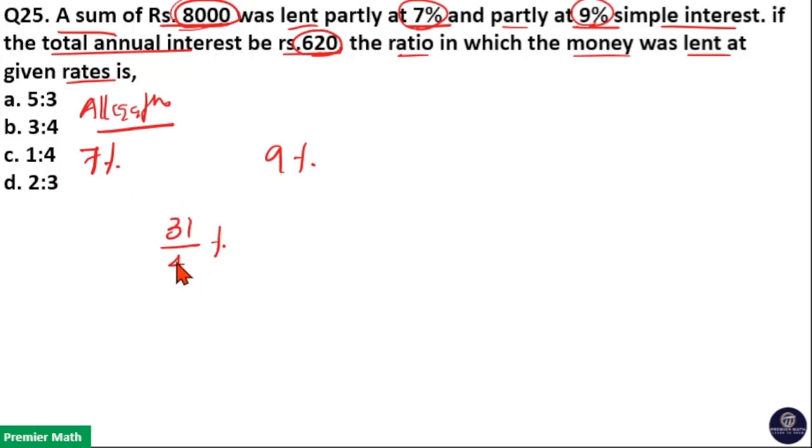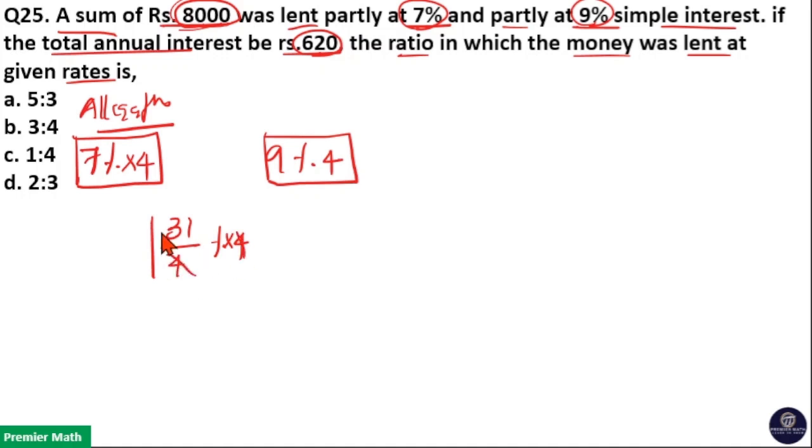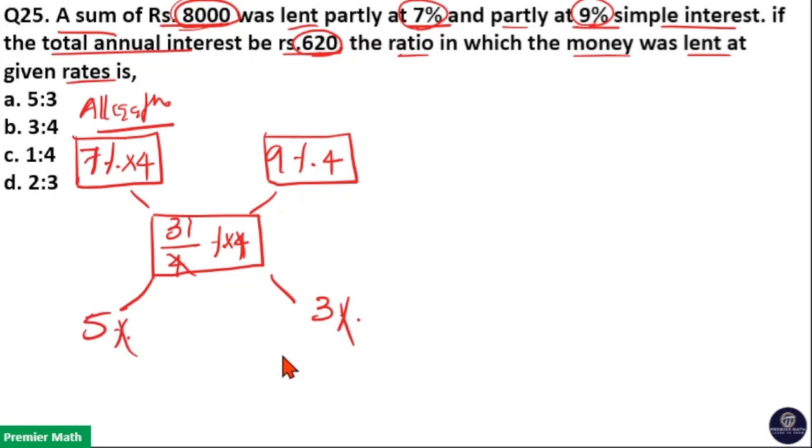Now, to cancel this 4, I will multiply it with 4. Then I should multiply 7 and 9% with 4. Now, this is 28%, this is 36% and this is 31%. Now take the difference between left hand side and middle, which is 31 minus 28, 3%. And if you take the difference between 31 and 36, 36 minus 31 is 5%. So 5% is to 3% means 5 is to 3 is your answer. So option A is your answer.